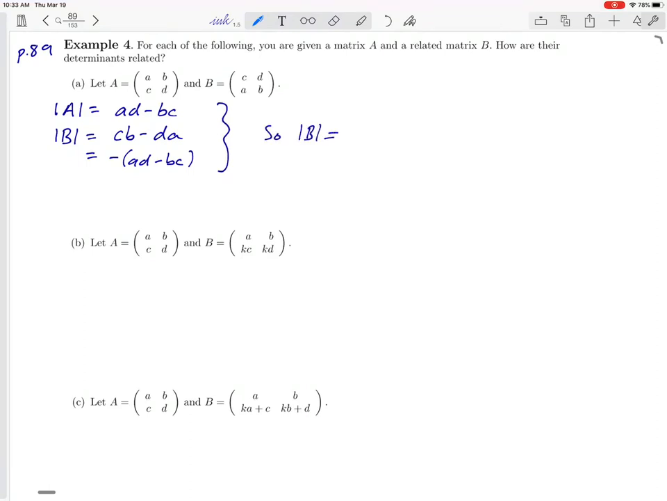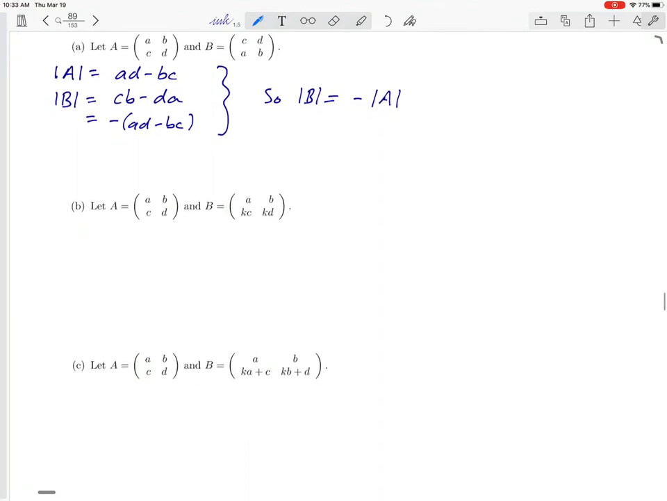Okay, so we could summarize this by saying that the determinant of B is just negative the determinant of A. You might ask yourself, how are A and B related? Okay, well, notice that the rows are just switched. So to get from A to B, we switched the rows, and so kind of what we've determined here is that switching the rows of that matrix just negated the value of the determinant. That's a fact that turns out to be true even if we had a bigger matrix. Okay, so moving on to part B, similar type of a question here.